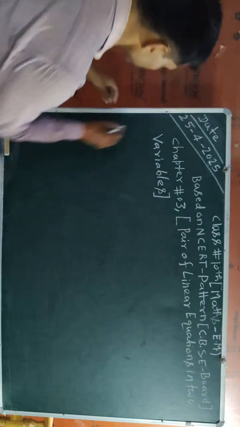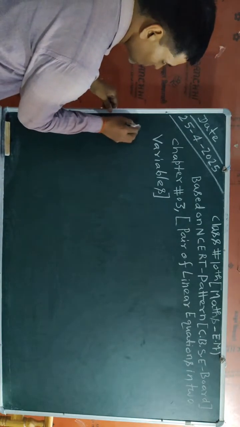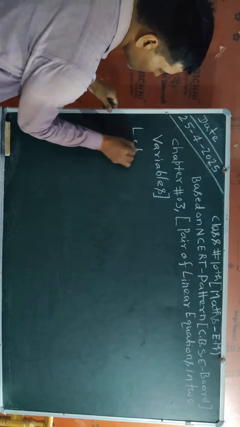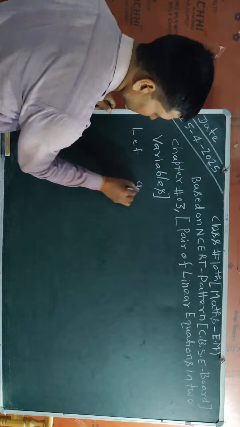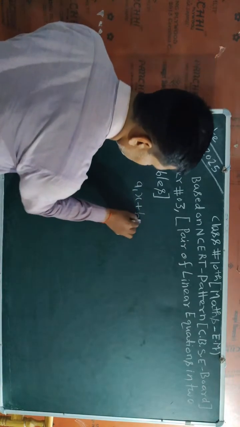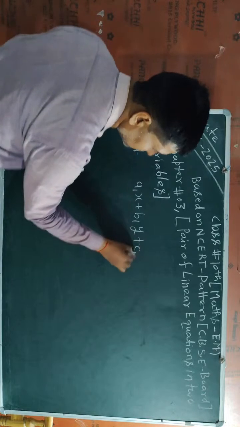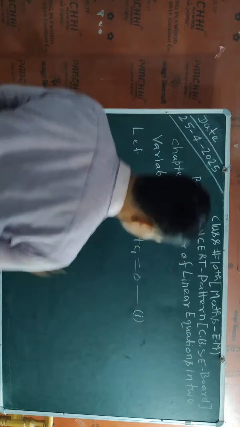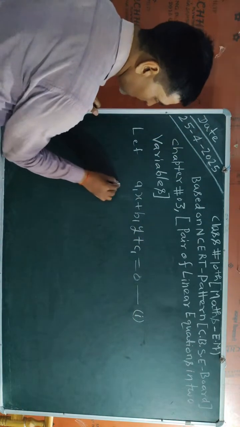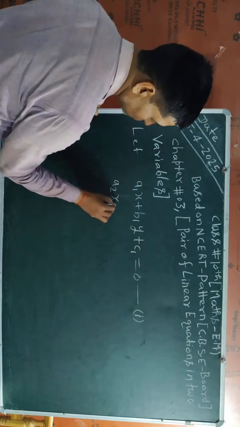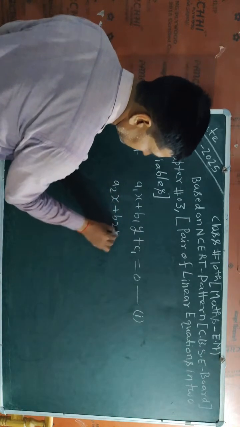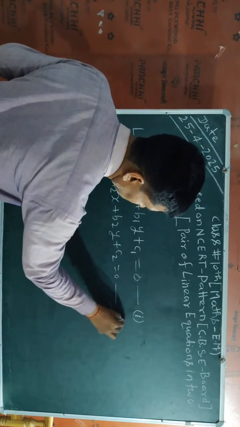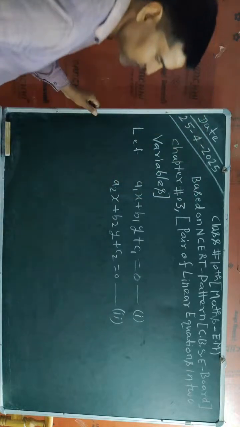Now I am going to write here. Suppose one straight line is a1x plus b1y plus c1 equal to 0. I am going to say this is line number 1, this is equation number 1. And the second equation I am writing is a2x plus b2y plus c2 equal to 0. I am going to name it equation number 2.